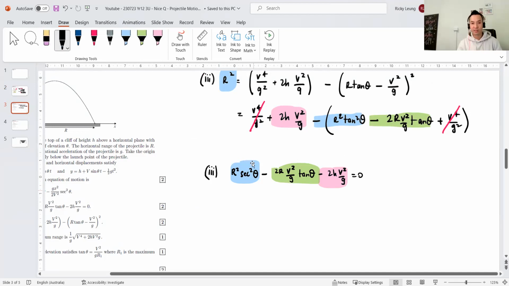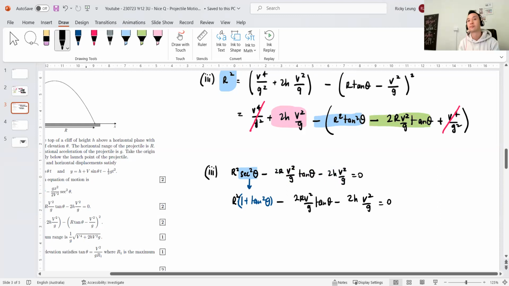So let's get rid of the highlights here. Actually, I'll leave that one highlighted. Now, I know this guy is 1 plus tan squared, right? As an identity. That's r squared there, minus 2r v squared on g tan theta, minus 2h v squared on g, equals 0, right?